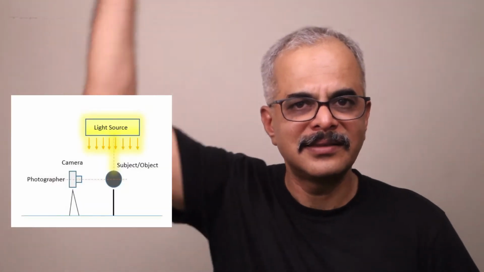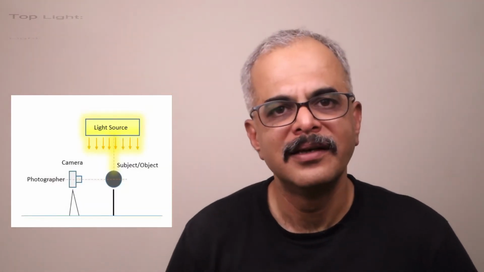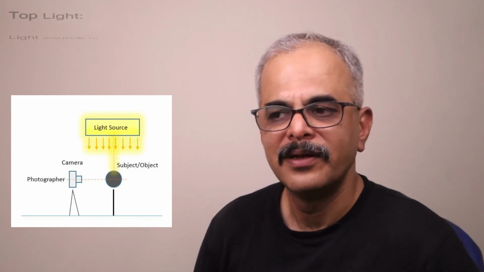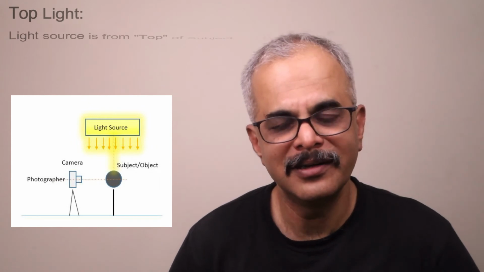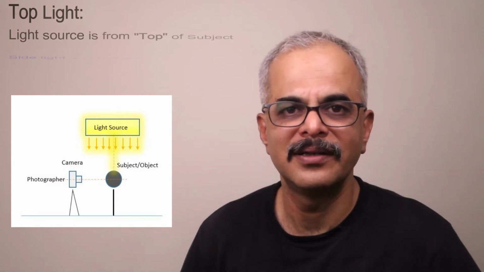Another type of lighting is called top lighting. Top lighting is the type of lighting when the light is exactly overhead of the subject. In a natural light scenario, we can say that the sun is exactly overhead. So what happens when the sun is exactly overhead?